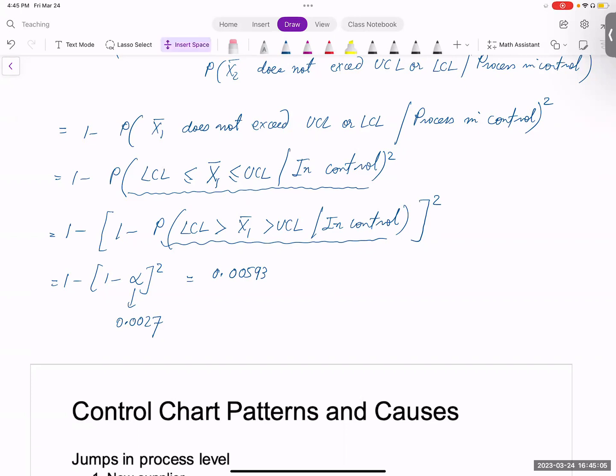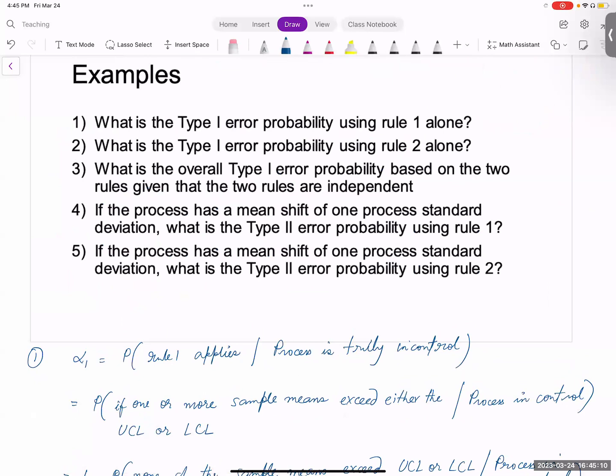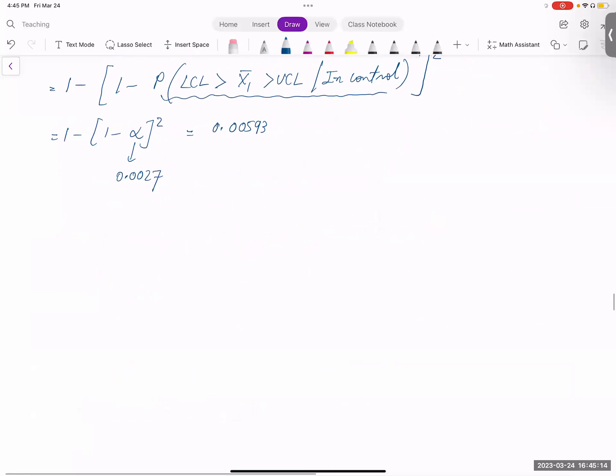Now let's look at another example. The second question is, what is the type 1 error probability using rule 2 alone? All right, let's do this then. Question number 2, let's call it alpha 2. This is equal to the probability rule 2 applies. Again, I'm just using the general formula that we saw at the beginning of today's lecture. Rule 2 applies given the process is truly in control.